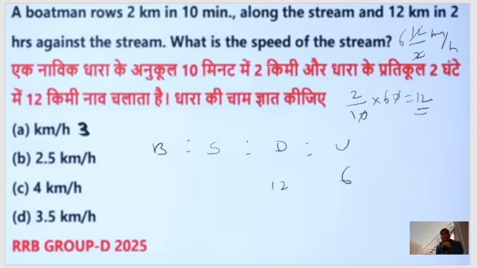Now they are asking what is the speed of the stream. So we subtract downstream minus upstream upon 2. 12 minus 6 is 6, upon 2 is 3. And if you want to calculate the boat speed, then we add downstream plus upstream upon 2. So 12 plus 6 is 18, upon 2 is 9. So 9 plus 3 is 12. They are asking the speed of the stream, so 3 kilometers per hour is the speed of the stream.